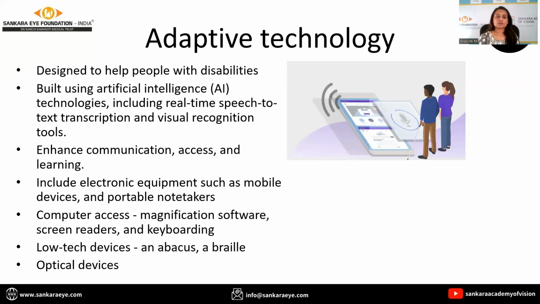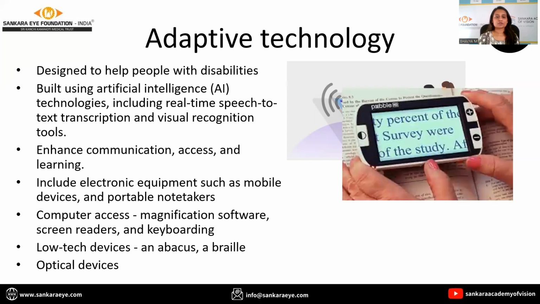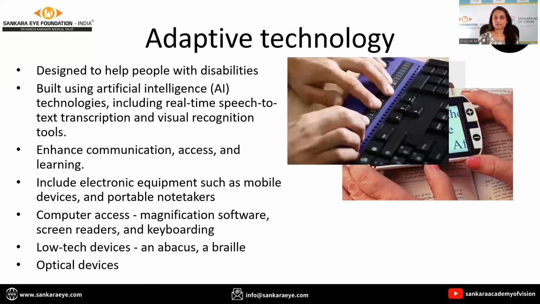And they also include electronic equipment such as mobile devices and portable note takers. So we have Android mobiles and also portable note takers nowadays, which is very helpful for the patients. And we also have computer access, that is the magnification softwares, which will help them to read the text clearly.